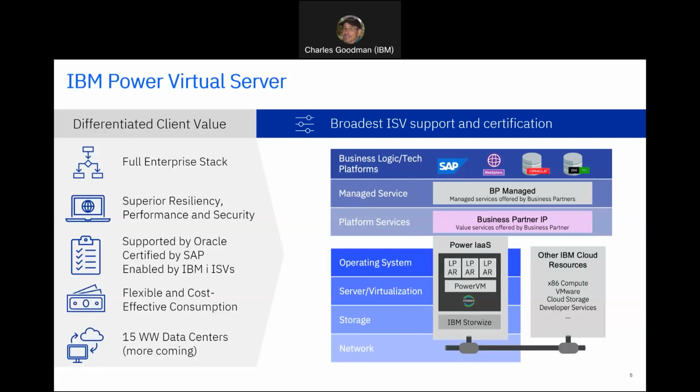Okay, let's take a second and look at what Power Virtual Server is. And what I'd like to draw your attention to is the graphic on the right. You'll see 2 gray boxes. One is the Power IaaS, that's Power Infrastructure as a Service, and that really is LPAR as a service. And it really provides the infrastructure for customers to take it and move their applications and run them in the cloud. If you look to the right of that, you'll see other IBM cloud resources, and that really is our x86 VMware, what we call Cloud Classic, your traditional x86 in the cloud.